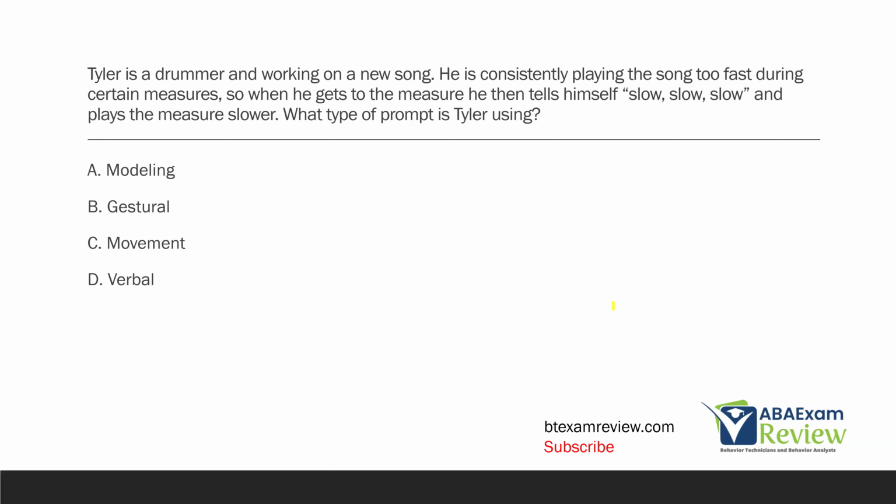Tyler is a drummer and working on a new song. He is consistently playing the song too fast during certain measures. So when he gets to the measure, he tells himself slow, slow, slow, and plays the measure slower. What type of prompt is Tyler using?